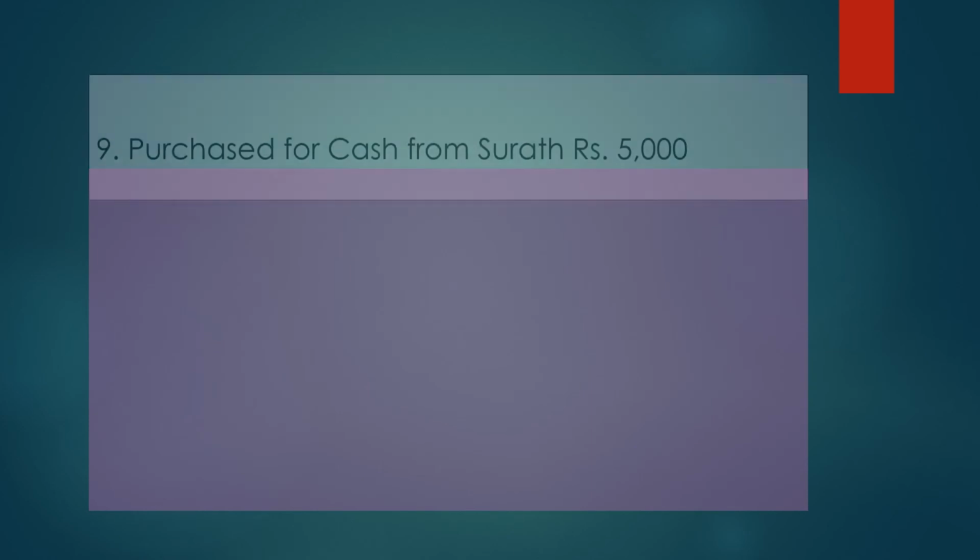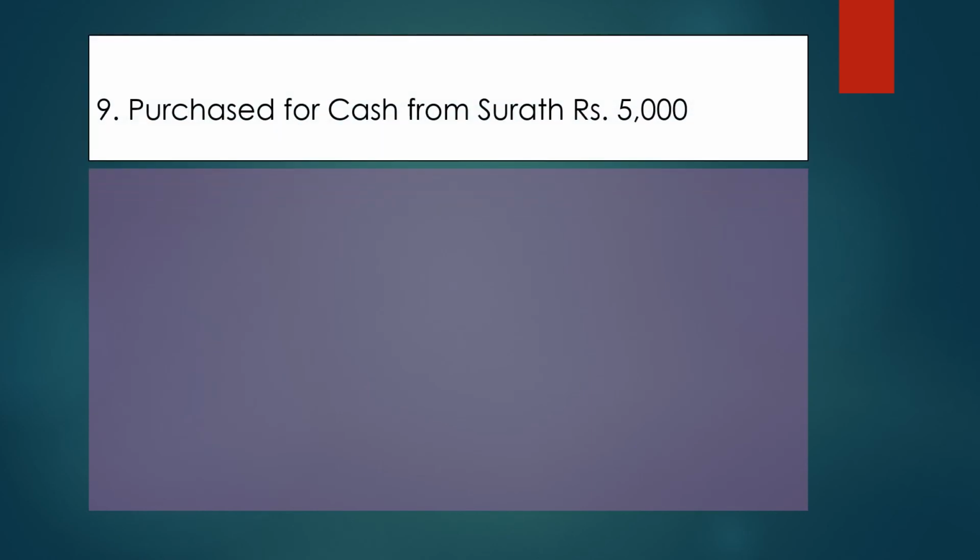Here we are with ninth transaction. Purchased for cash from Surat. This is again a cash transaction. Then we can think what is the journal entry for this. That is purchases account debit to cash account 5000. See, we are debiting purchases account. Either we can think this as an expense or we can think this as an asset. So in both the perceptions, we can debit purchases account. Then to cash account credit. As it is going out, we have credited cash account.